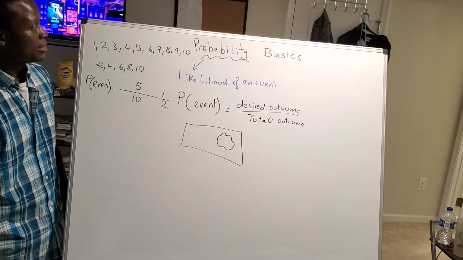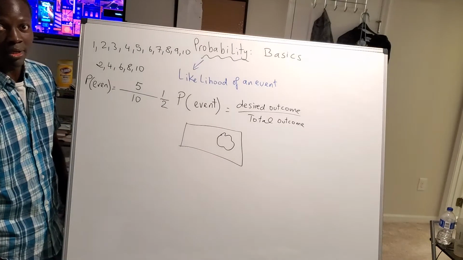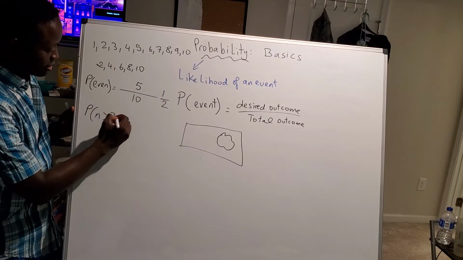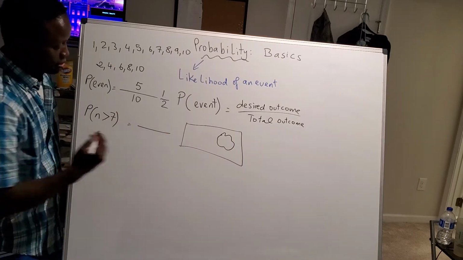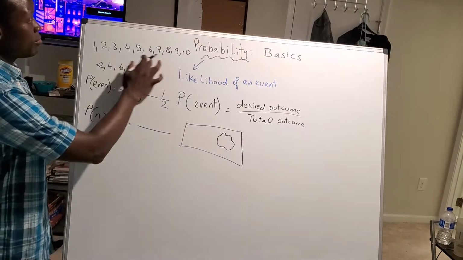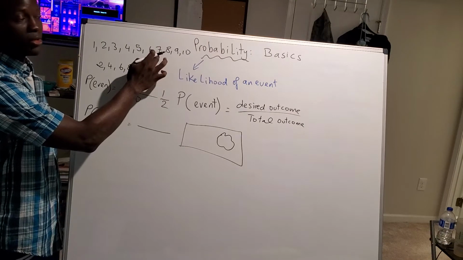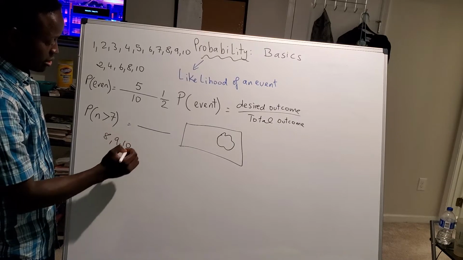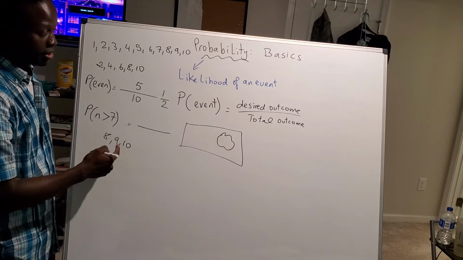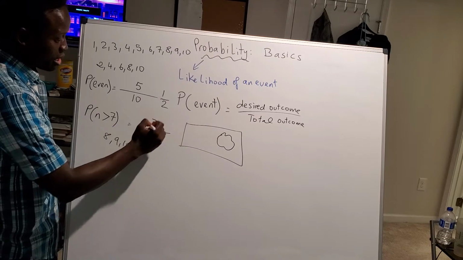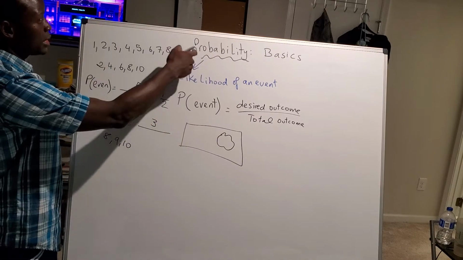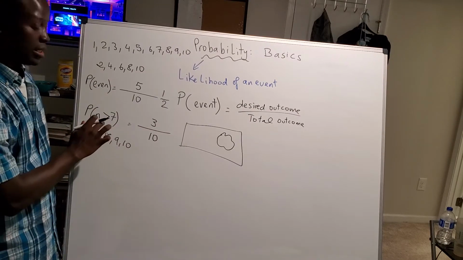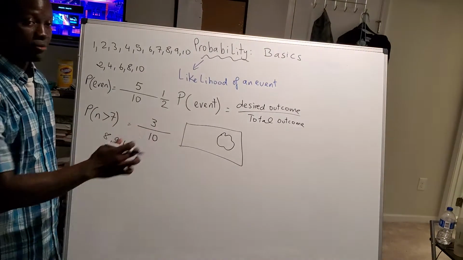Let's try something else. What's the probability you get a number greater than 7? Same thing, right? What are the numbers that are greater than 7? Can I pick 7? No, because it has to be greater than 7. Can I pick 8? Yes. So it's 8, 9, and 10. How many numbers are greater than 7? That's my desired outcome, so that's 3. What's the total set, the total body? That's 10, so that's 3/10. So my probability that I get a number greater than 7 is 3/10.